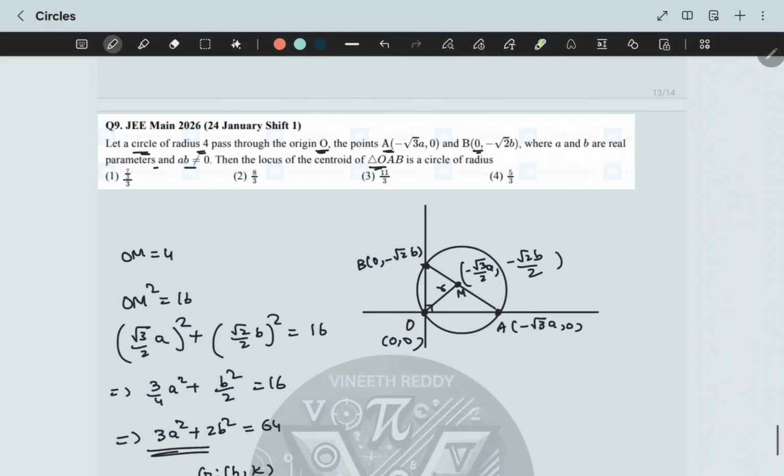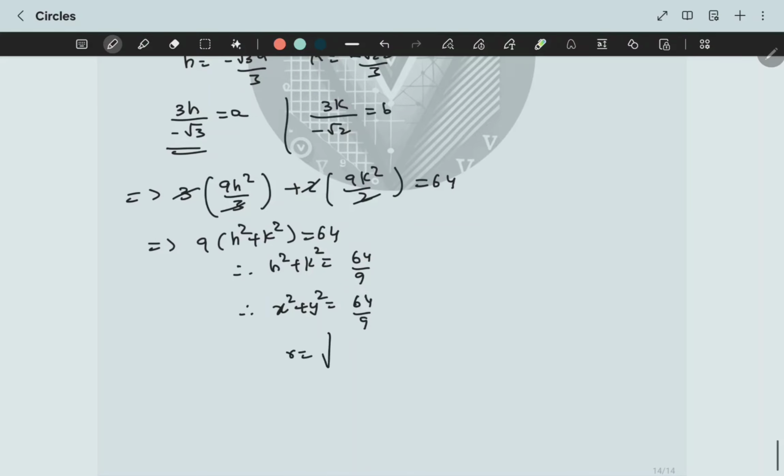So what is he asking here? Locus of the centroid of the triangle. A circle whose radius, he is asking us to find the radius. So radius should be under root of 64 by 9, which is 8 divided by 3.